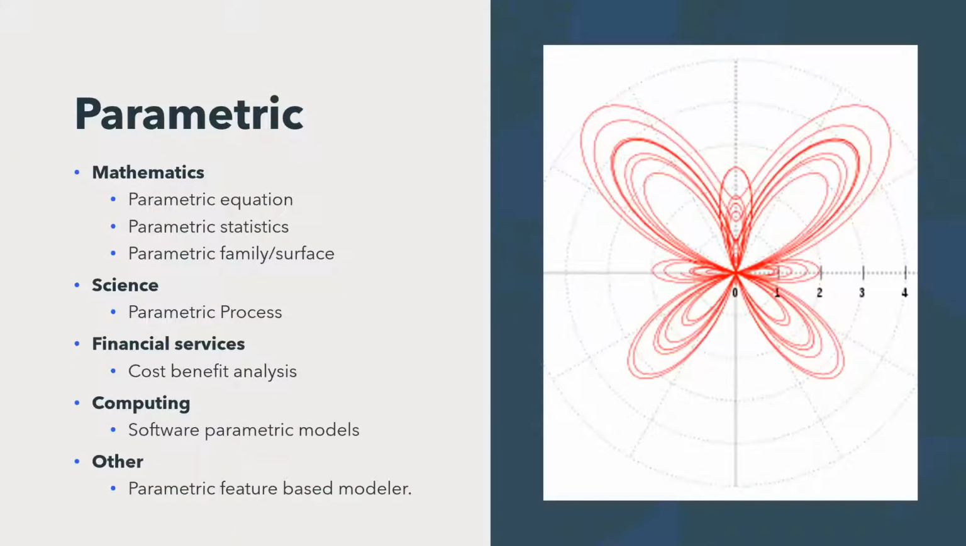It's not new though. Other industries are quite familiar and have been utilizing parametrics for quite a while, most notably in mathematics, science, and the financial services. Computing has also been using it, however, not in the general sense of how we use our computing software. The other feature, which is where we come in, is a parametric feature-based modeler.